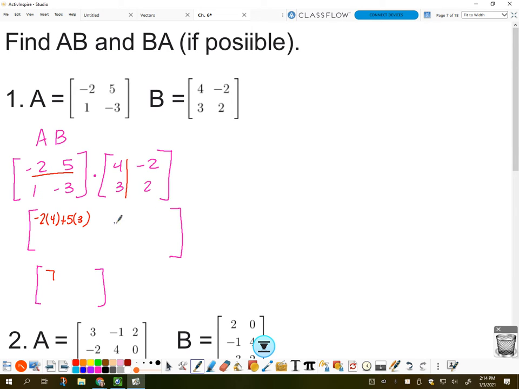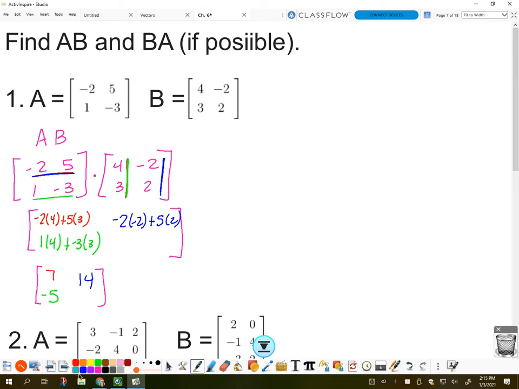Next, to get this, we're in row 1, column 2. So we're going to do row 1 times column 2. It'll be -2 times -2 plus 5 times 2. That's 4 plus 10, so 14. I'm trying to think of colors that are going to contrast so you're going to be able to actually see. To get this number, this is row 2, column 1. So row 2 times column 1. So 1 times 4 plus -3 times 3. What is that? 4 minus 9, so -5.